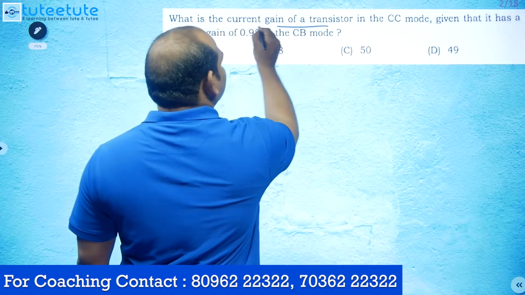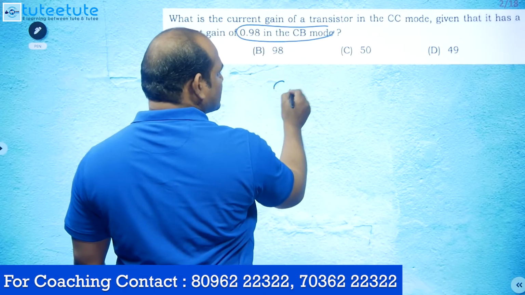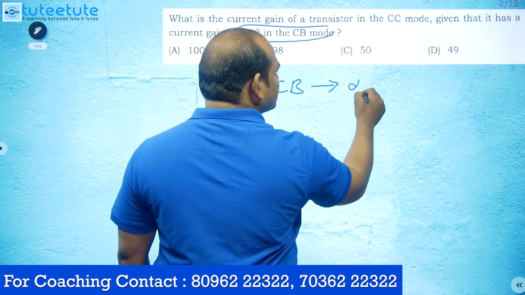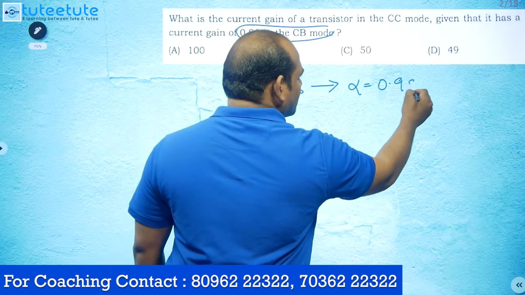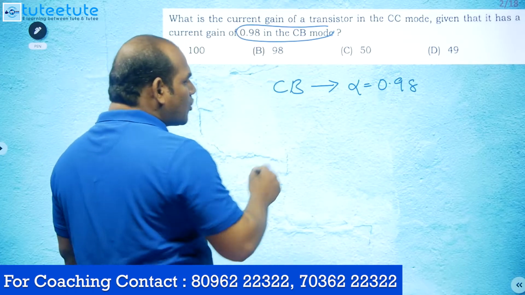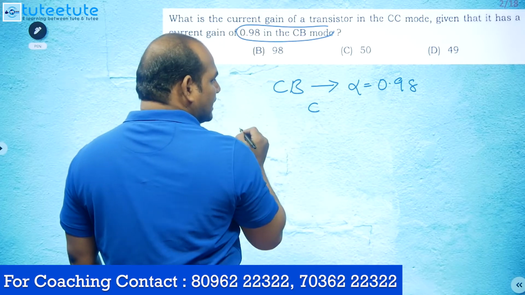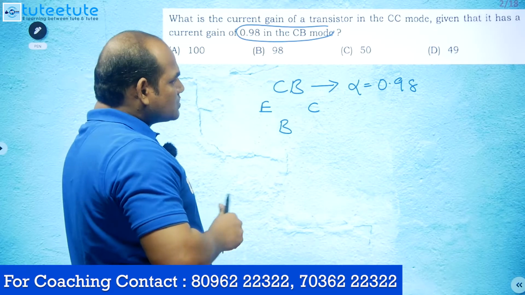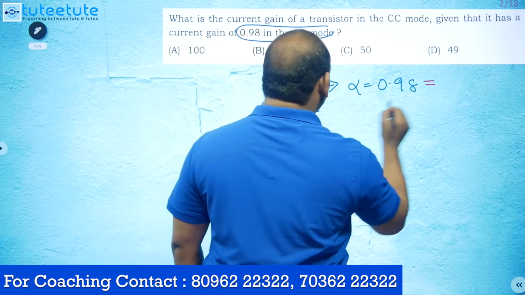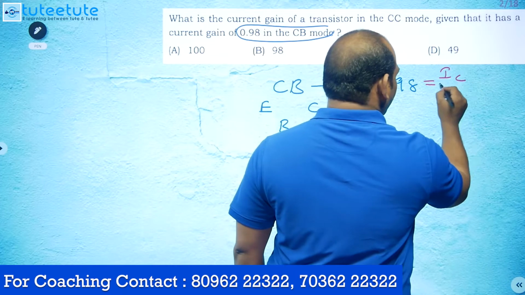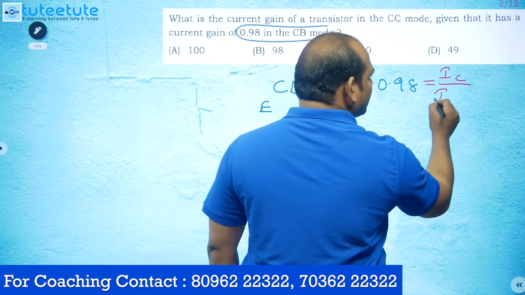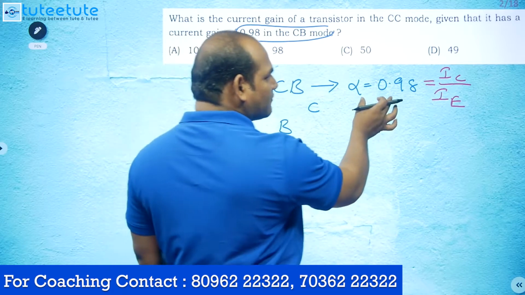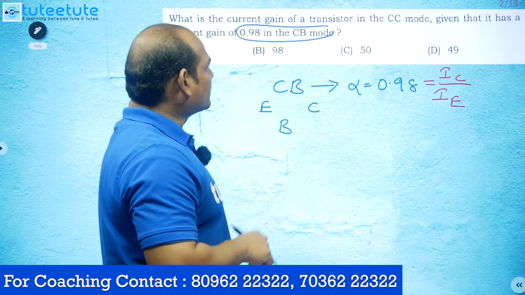CB mode current gain is nothing but alpha, that means common base configuration. Here alpha is given by 0.98. Common base configuration means the output terminal is collector, input terminal is emitter, and base is common to both input and output. So alpha is the ratio between output current IC and input current IE, that is 0.98. This is what they have given.